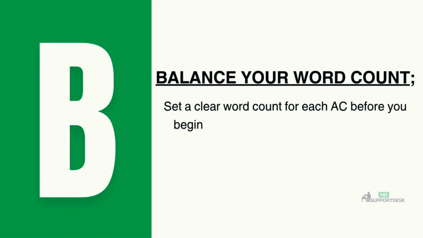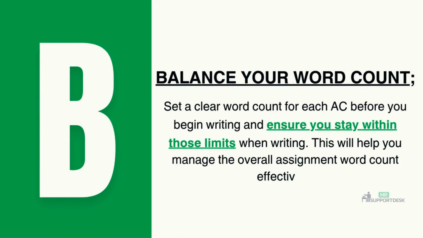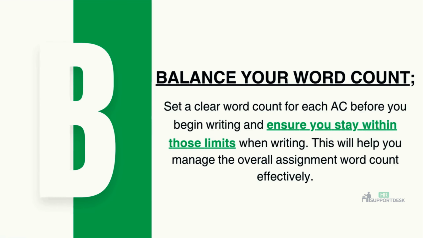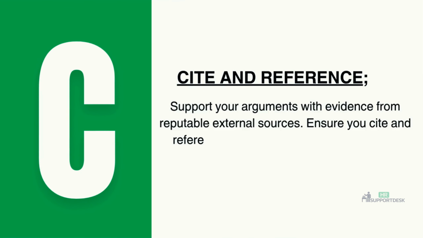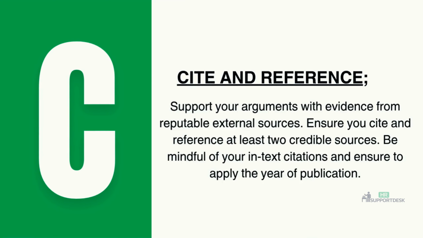B. Balance your word count. Set a clear word count for each AC before you begin writing, and ensure you stay within those limits when writing. Always remember to prioritize depth over breadth. This will help you manage the overall assignment word count effectively. C. Cite and reference. Always support your arguments with evidence from reputable external sources. Ensure you cite and reference at least 2 credible sources. Be mindful of your in-text citations and ensure you apply the year of publication.